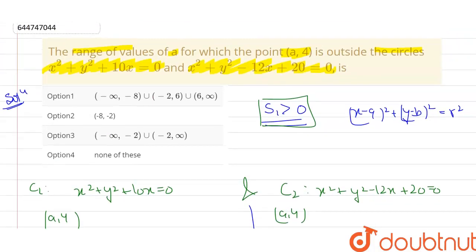So now if I go to the options, which option is correct? Option 1 is not the option we are looking for. Option 2 does not exist for this one. Option 3 is also not the same because there should be a minus 8. So I can say that option number 4 is the correct option we are looking for.